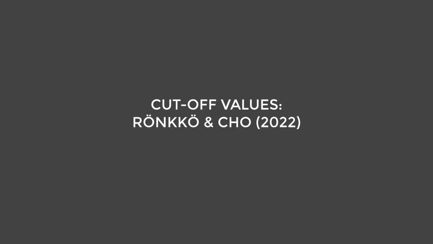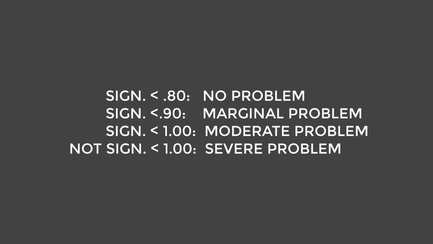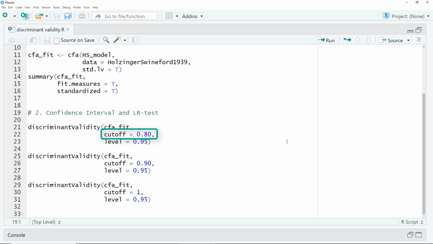There are different cutoff values in the literature for the question of whether you have discriminant validity or not. In this tutorial I follow the recommendations by Rönkkö and Cho. You can find the full reference information in the video description. According to them, if the correlation is significantly smaller than 0.8, you have no problem. If that's not the case, but the correlation is significantly smaller than 0.9, then you have a marginal problem. If that's not the case, but you have a correlation significantly smaller than 1, you have a moderate problem when it comes to discriminant validity. But if the correlation is not significantly smaller than 1, you have a severe problem when it comes to discriminant validity. I start with a cutoff of 0.8.